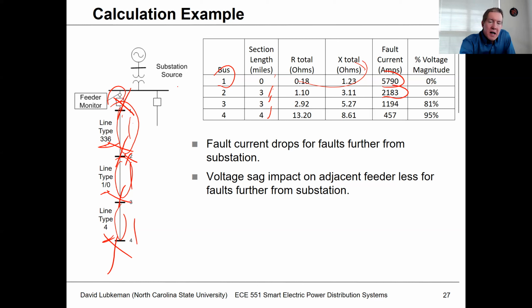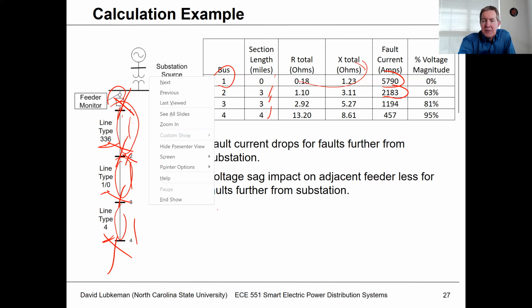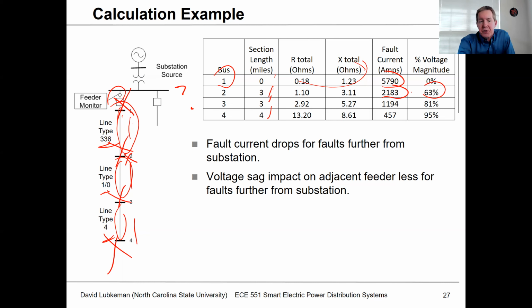Now, when I start calculating this voltage here, if I have the fault right at the bus, the voltage goes to 0. If I have a large amount of current, I'm going to get a drop across the substation, which in this case gives me 63% of the nominal voltage at this particular point for a fault at bus number 2. Then if I'm looking at a fault at bus number 3, the current drops down some more, and the voltage sag at this bus that's feeding these other feeders only drops down to 81%. And if I get way at the end, it only drops 5%, to 95%.